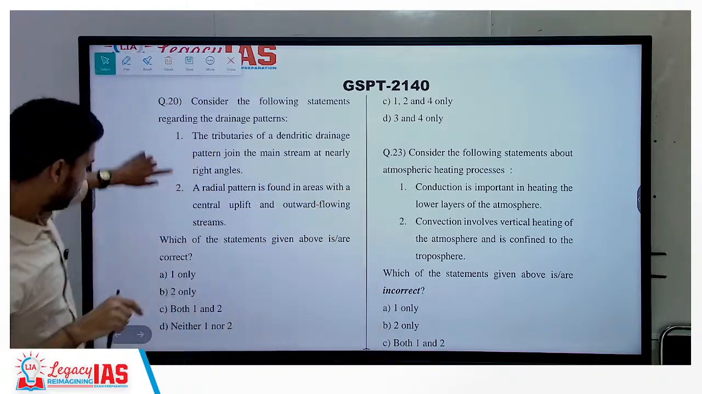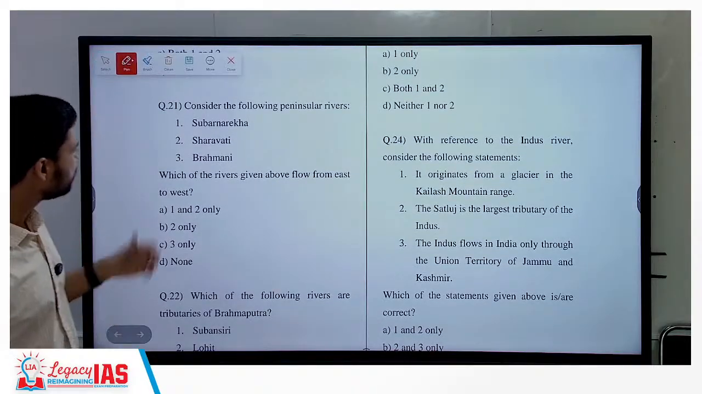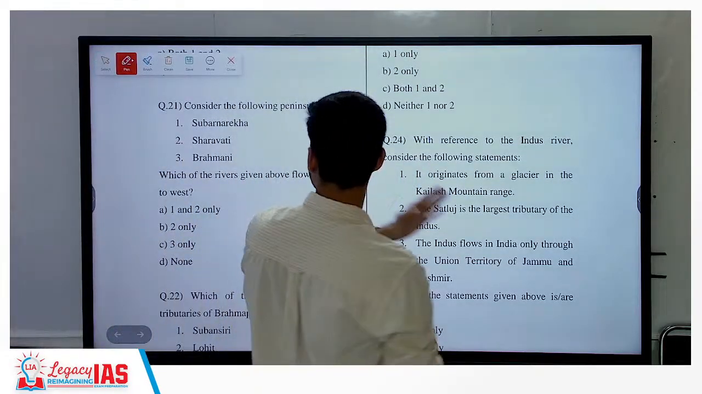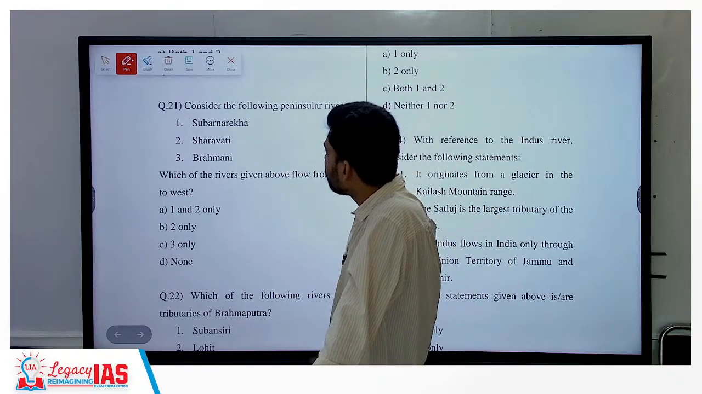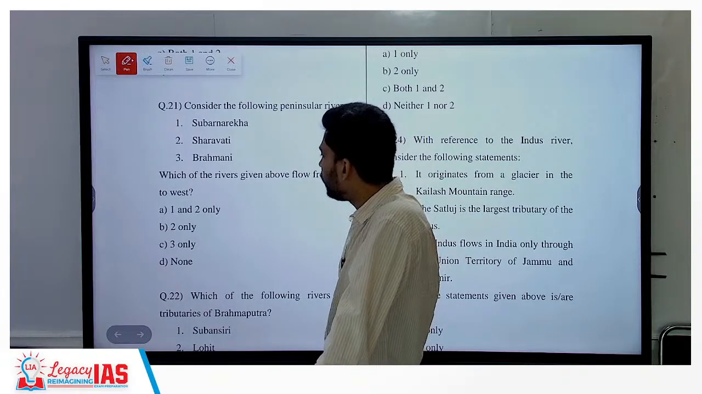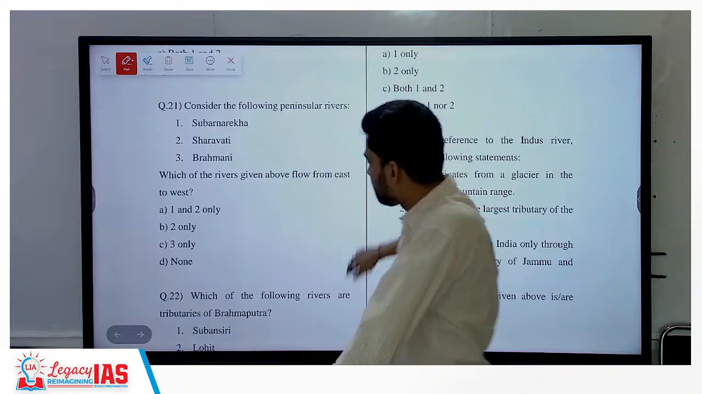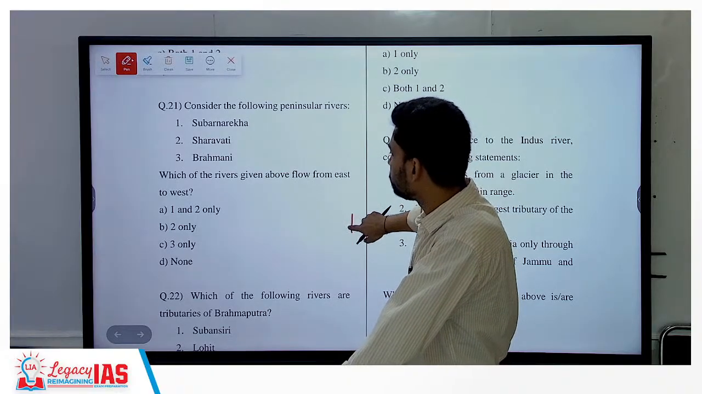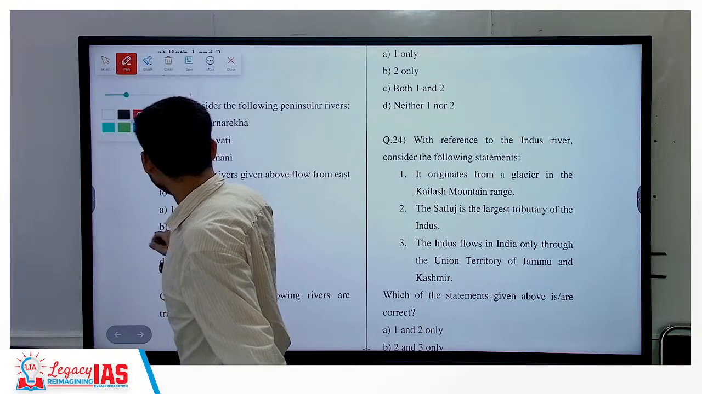Then we have 21st. Following peninsular river again similar. East to west. Achha, west flowing river they have asked. So what is the west flowing river? Shravati is the only west flowing river. Brahmani, Subarnrekha all are flowing in the eastward direction. So C. 3 only. From where Saravati river originates?